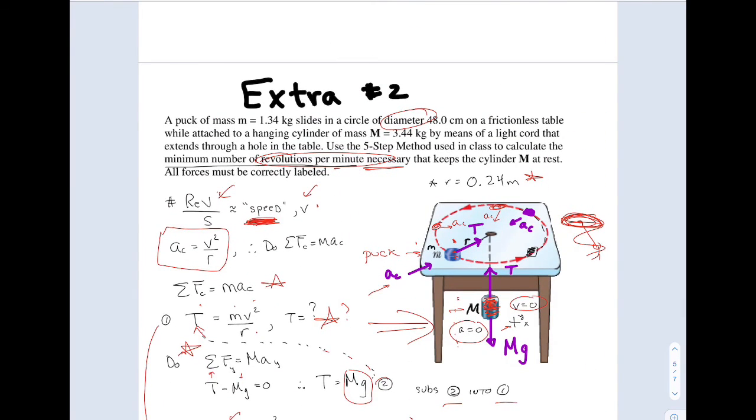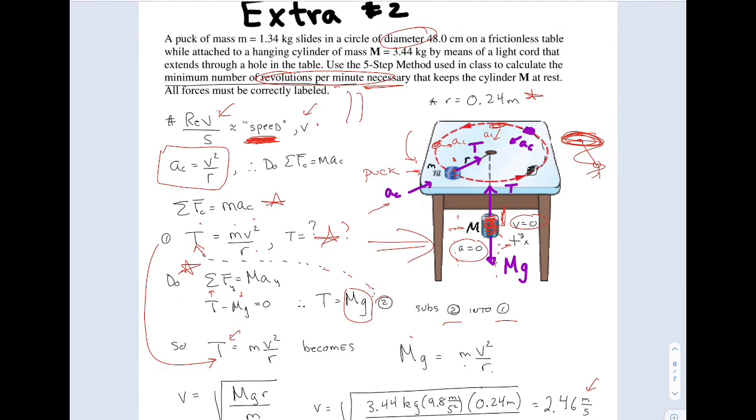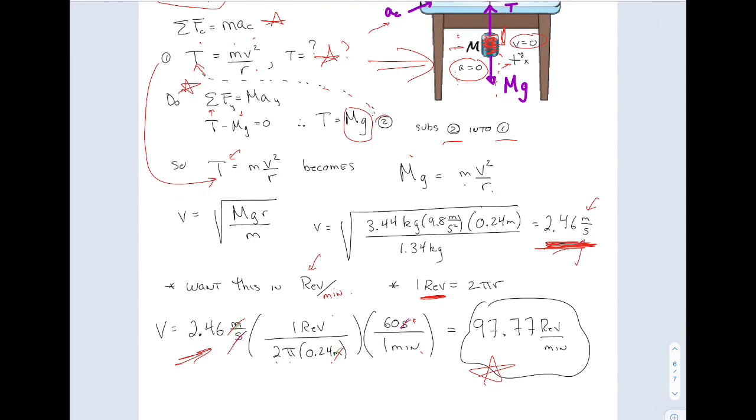Anything faster, then the tension would be large, and this large mass would start moving upward. Anything smaller revolutions per minute, then the tension wouldn't be large enough to keep this thing at that elevation, and it would just fall down. So in the circular motion problems, maybe in the homework, when they ask you for revolutions per minute, they're asking for the letter v, but you can't leave it in meters per second. That's how you go from meters per second to revolutions. In 1 revolution, you have 2 pi r meters.